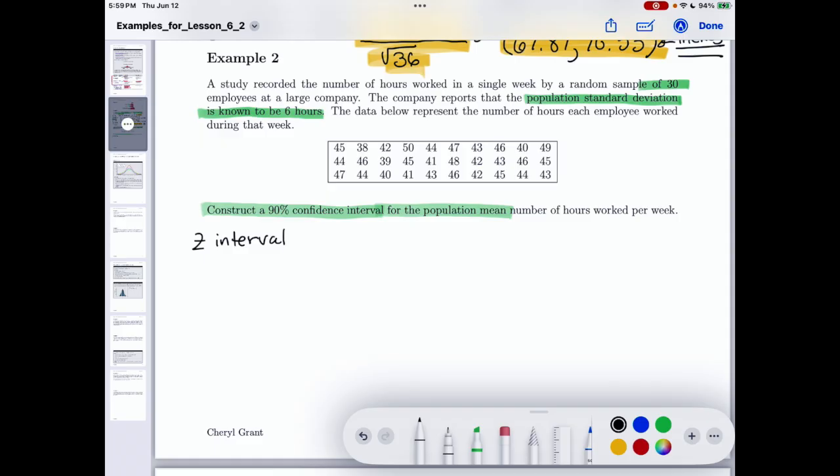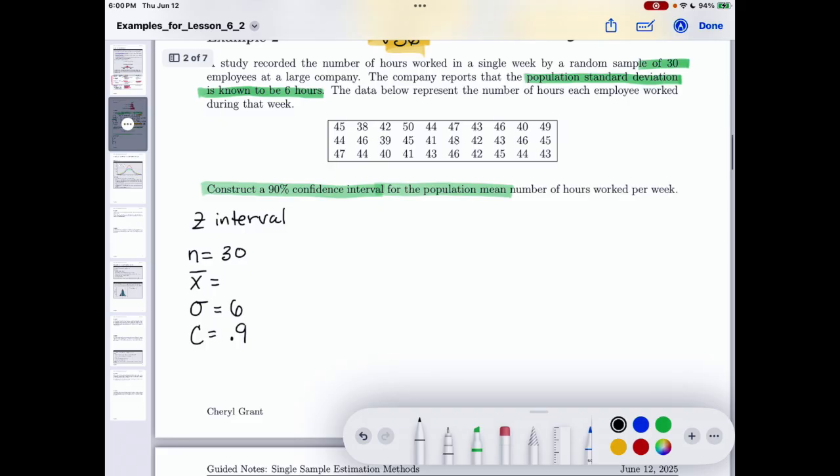So the things that we need to know: our sample size, which is 30. We need to know what our point estimate is, or our sample mean. We're not given it directly, but we can find it. We need to know what the population standard deviation is. That's given to us as 6. We need to know our confidence level, which is 90% or 0.9. And if you want to try doing this by hand, you will also need your Z critical. And your Z critical in this case will be 1.64.